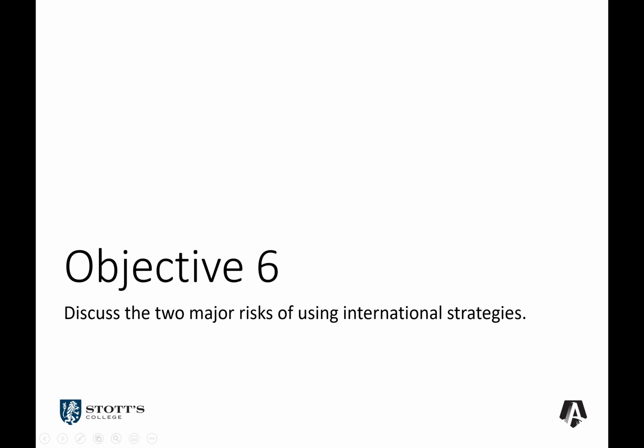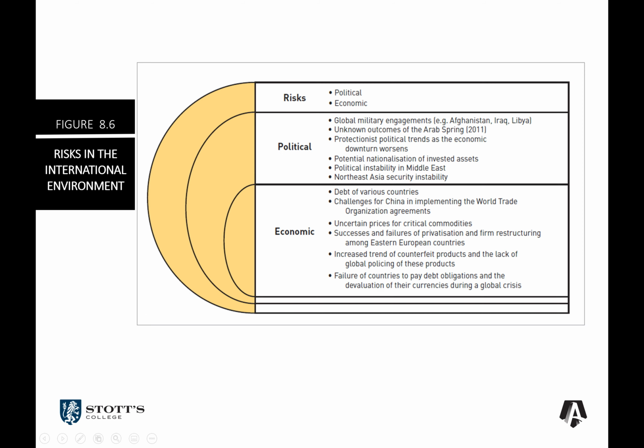Welcome back. This is the last section of the lecture. There are two objectives we're going to deal with now. Objective 6, which talks about the source of risk in international strategy, and objective 7, which talks about the contribution to competitive advantage that operating internationally can produce.